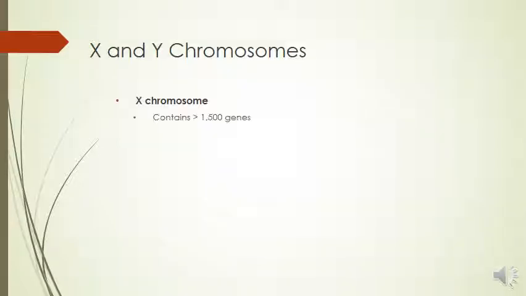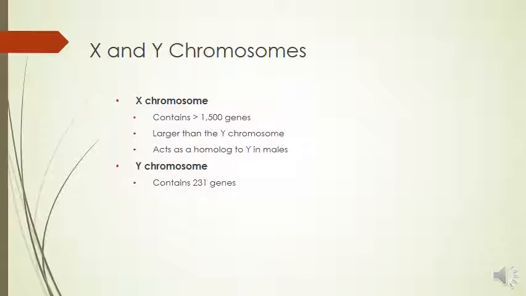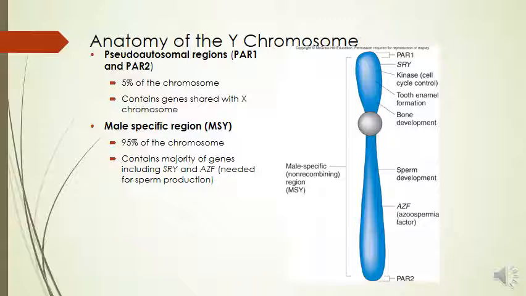In looking at the X and Y chromosome, the X chromosome contains 1,500 genes. It's larger than the Y chromosome, as you just saw in that picture. It acts as a homologue to the Y in males. And the Y chromosome contains 231 genes. Many DNA segments are palindromes and may destabilize DNA replication.